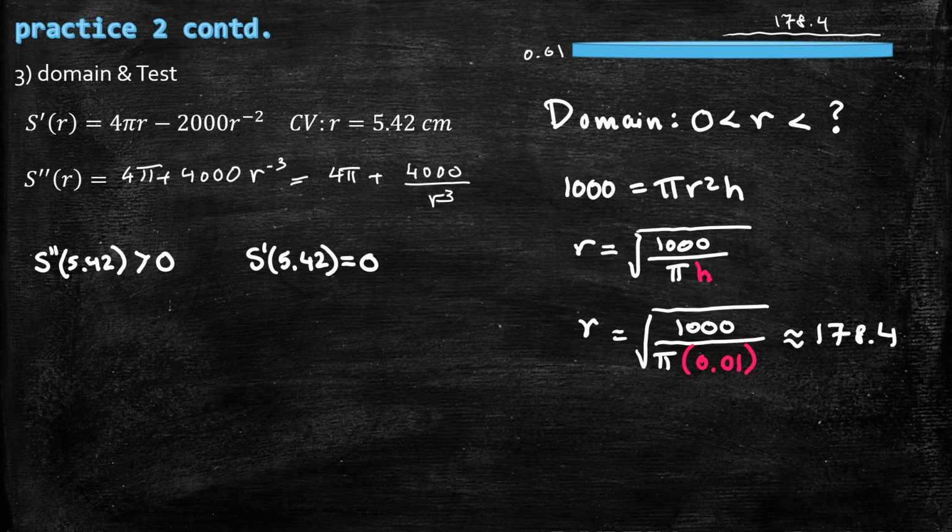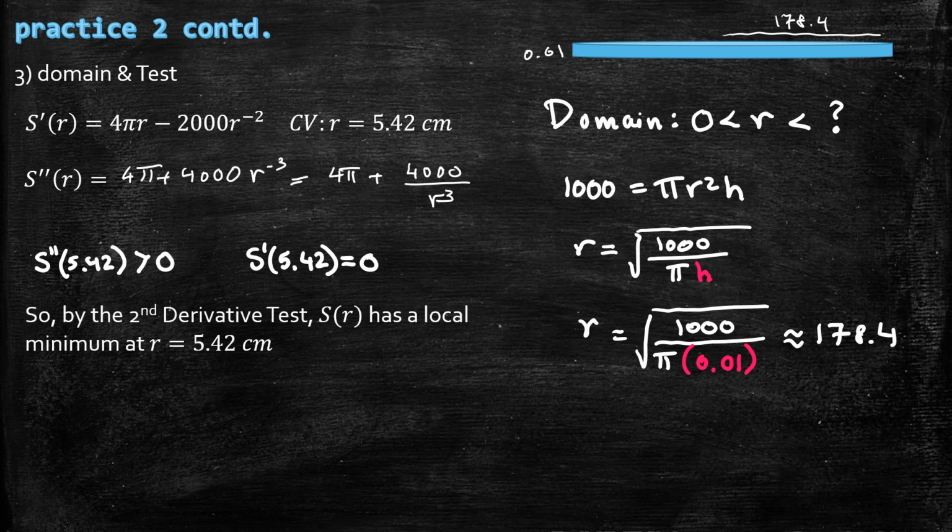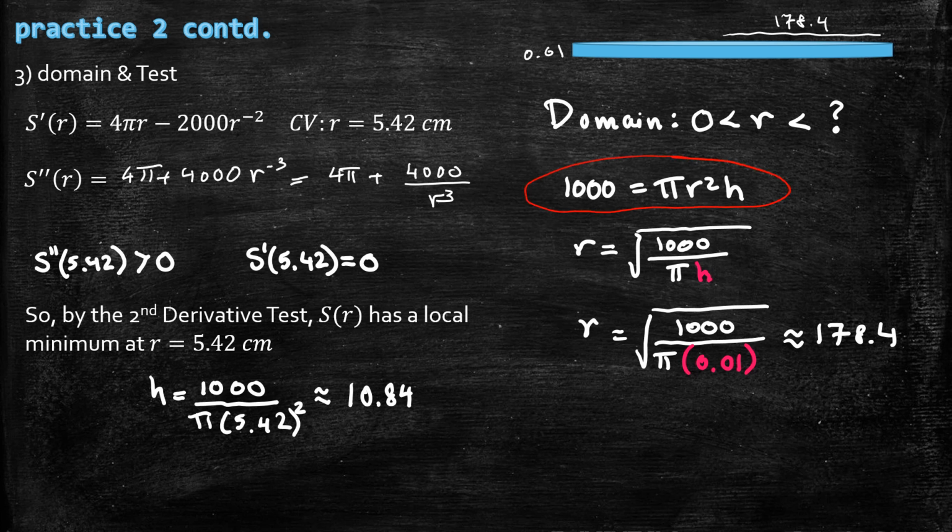And if we combine that with the fact that 5.42 was a critical value to begin with, then we can invoke the second derivative test and say that the surface area function has a local minimum at r equals 5.42. And obviously, that's also the absolute minimum because S is always concave up. So r equals 5.42 is our ideal radius to minimize the surface area. We still have to find the height that corresponds to that. So once again, I'm just using the volume formula, rearranging it for h to find that h is 10.84. And so this leads us to our last step.